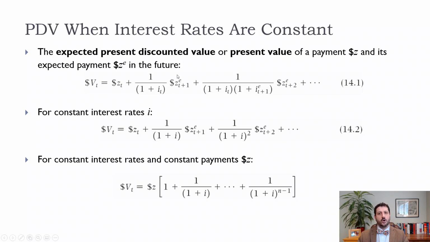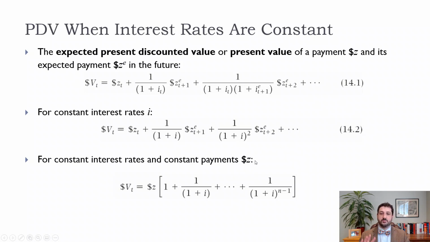But next year we have this expected value, and since it's in the future, we need to discount it by the discount factor, so it's 1 over 1 plus i_t. And then in 2 years, we have this expected value, $Z^e_t+2, and we have to discount it by the discount factor for 2 years. So 1 over 1 plus i_t times 1 over 1 plus i^e_t+1. And the nice thing is that as long as we have constant interest rates, then in the second year it becomes 1 plus i squared, and in the third year, 1 plus i cubed. So that's pretty simple.